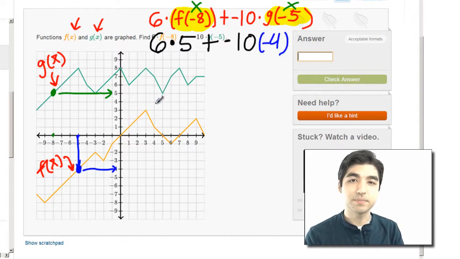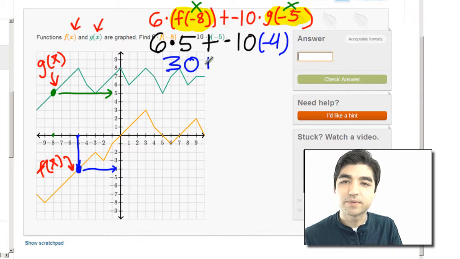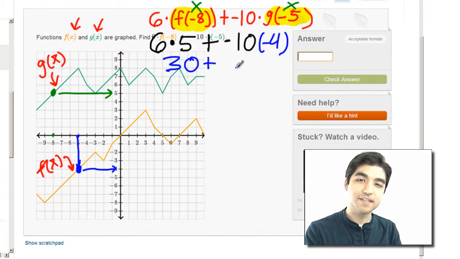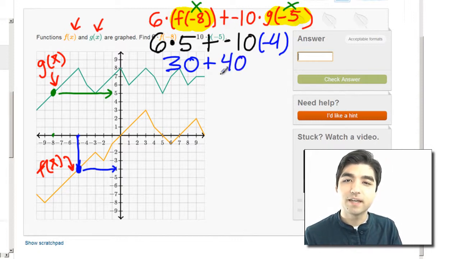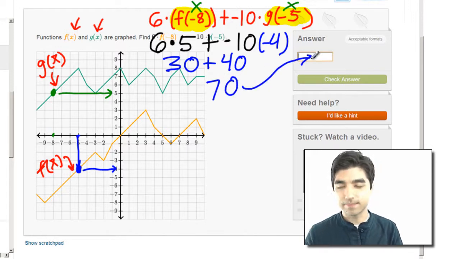Then we just do the simple arithmetic, evaluate it, smash it all together. So 6 times 5 is 30, and then we're adding that to -10 times -4. A negative and a negative is a positive, and then 10 times 4 equals 40, and then 30 plus 40 equals 70. So we're going to take that answer, put it in the box.